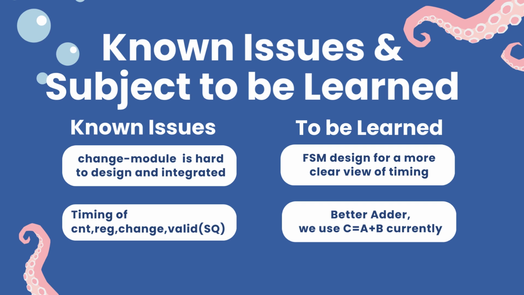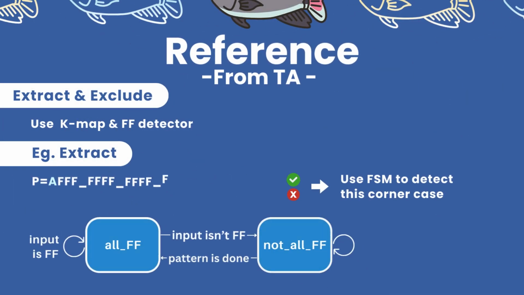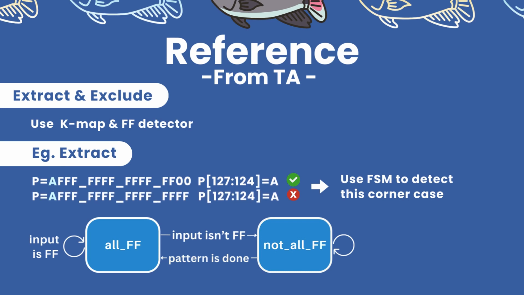The next one is that we want to have a better adder, because for now we only use C equal to A plus 1. We don't use other modules or different adders. And the next one is references. From the TA, we know that extract and exclude can use KMap and a flip-flop detector.